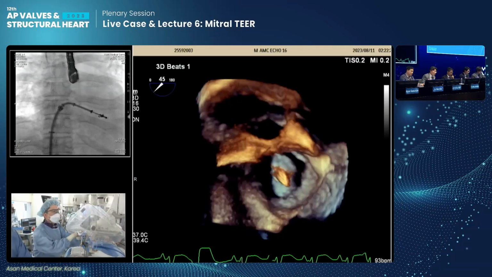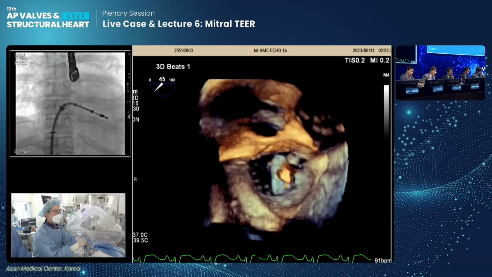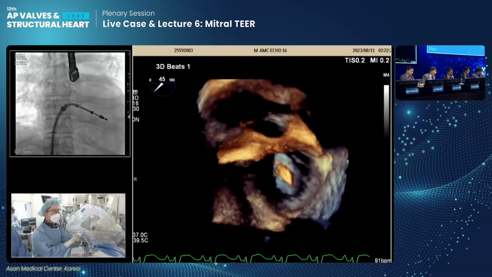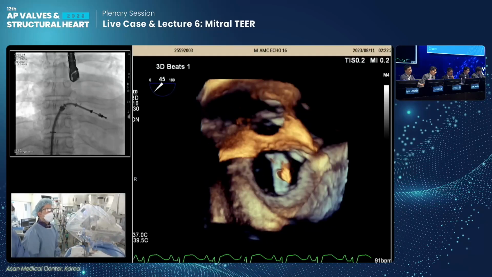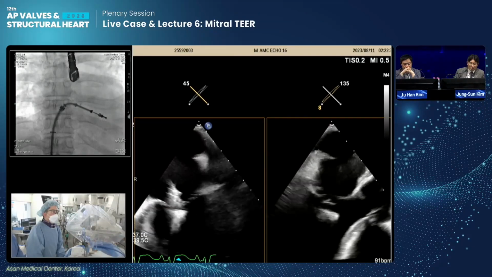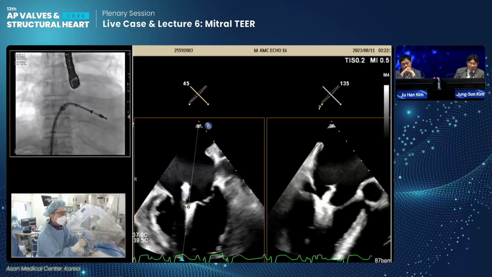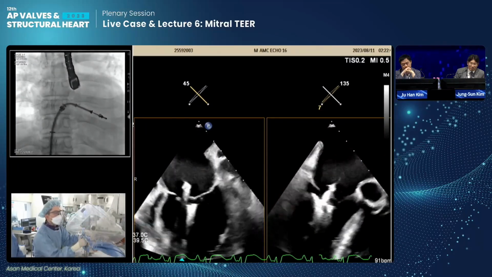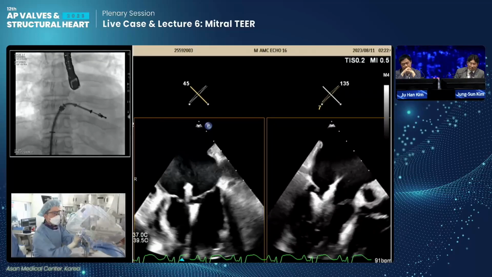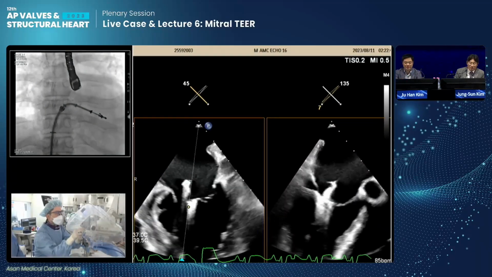Slightly counterclockwise, please. First clip, more. Dr. Kang? Yeah, counterclockwise a little bit. Yes, a little bit rotated. Okay. Explain again. And I did my best to make the leaflet on the clip. Do you agree? Do you like the gripper down? Yes. Okay. Yeah, okay, I will.